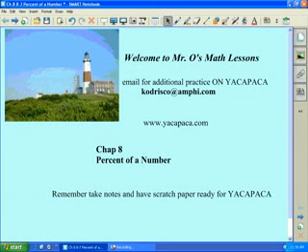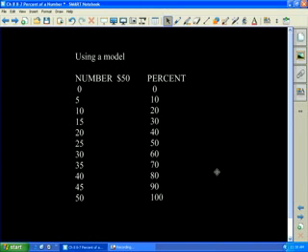You use this when you're out in the real world shopping for discounts at the stores. Also when you pay sales tax, when you even just go to your favorite hamburger joint. So here we go. Well, the first thing I'm going to do is I'm going to show you how you can use a model. Now you have to set the models up carefully.